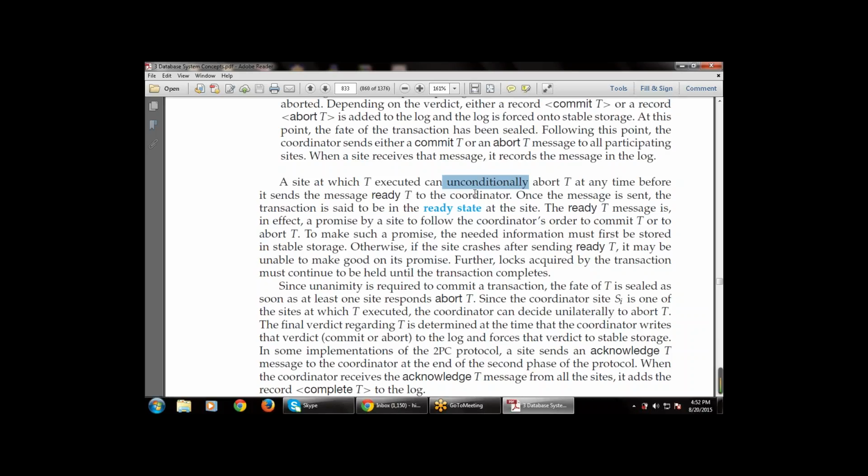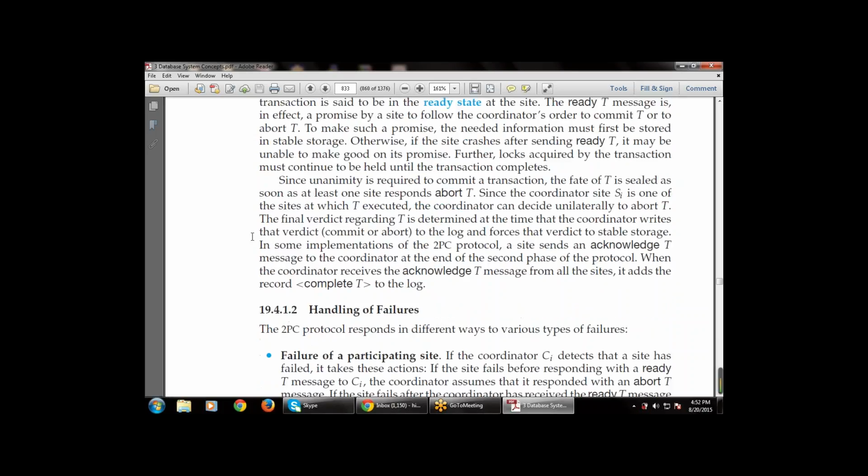To make such a promise, the needed information must first be stored in stable storage. Otherwise, if the site crashes after sending ready T, it may be unable to make good on its promise. There is also an abort case, where T is unconditionally aborted. The next topic is the handling of failures.